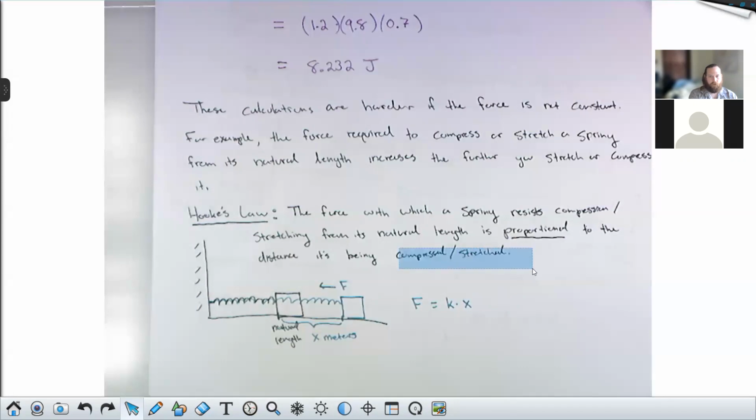So I'll reread the whole thing of Hooke's law. The force with which a spring resists compression or stretching from its natural length is proportional to the distance it's being stretched or compressed. Proportional means equal to a constant times, right? If you took college algebra here, we have a medium length section on proportionality.